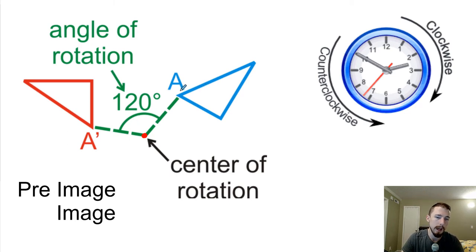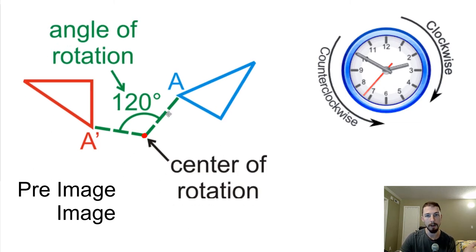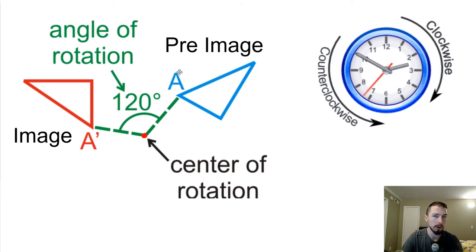Then the next thing that we have here is our A and our A prime. So the blue and the red triangle. Which one is the pre-image? The pre-image is the one before the rotation, and then the image of the rotation is the one that's the after, right? So how do we know the difference? Are we going from the blue to the red or from the red to the blue? Well, we know from this prime or tick mark here that this is A prime, which is the image of the transformation. So this is the after, and the before would be the pre-image, the one without the tick mark or the prime on it. So we're going from the blue to the red.